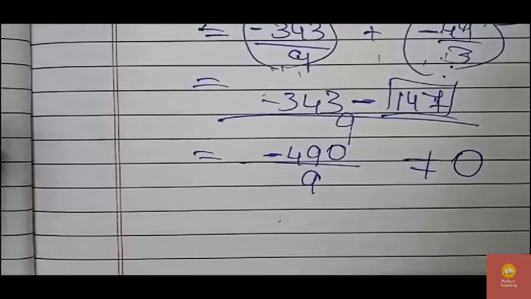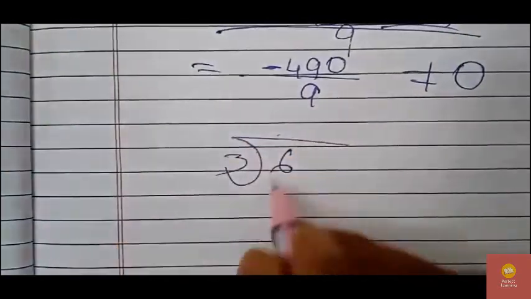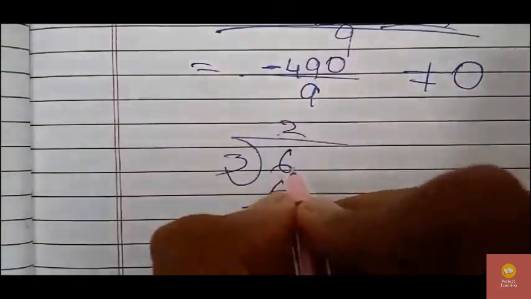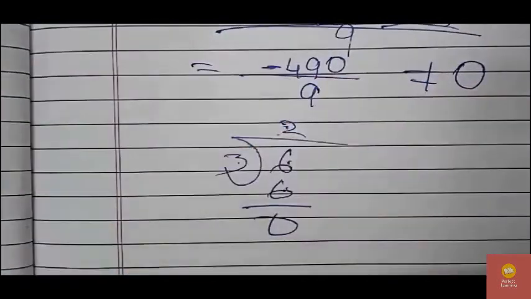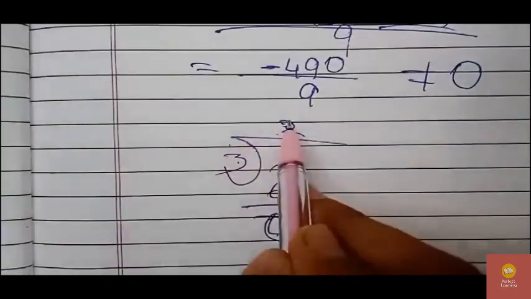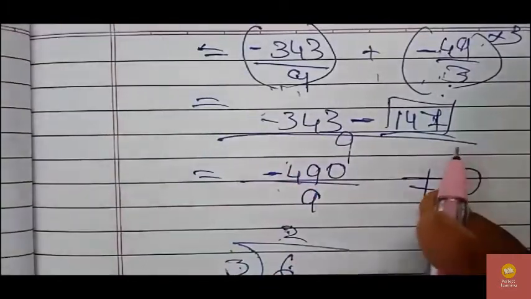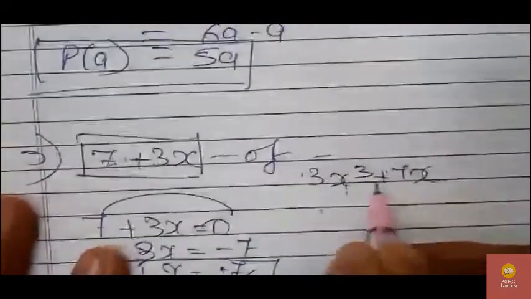Whenever we divide something, I will explain to you. When we divide 6 by 3, 3 twos are 6, the remainder will become 0. Then the factors of 6 are 3 and 2. We can find them easily when we get the remainder as 0. Same as here, it is not equal to 0. So 7 plus 3x is not a factor of 3x cube plus 7x.